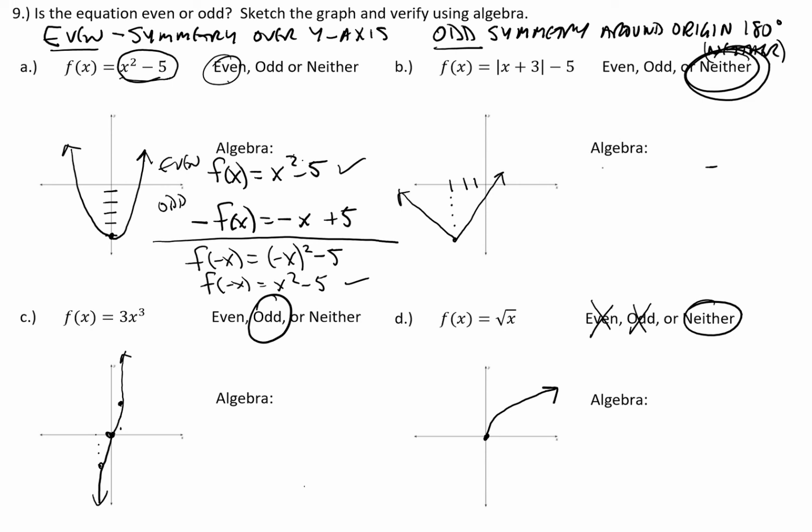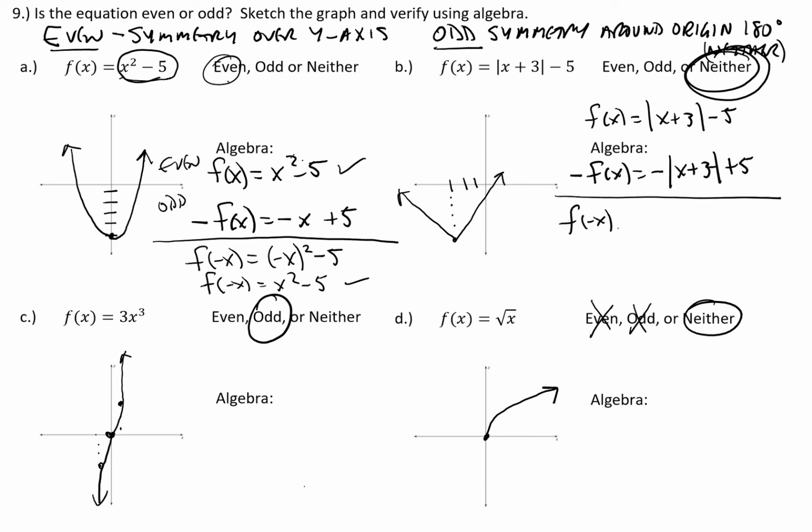All right, likewise, to be even, it would have to be f of x equals the absolute value of x plus 3, absolute value minus 5. To be considered odd, it would have to be minus f of x, which would be what? Minus the absolute value of x plus 3, and then plus 5, because that would be the opposite of what this is. So now we plug in negative x to see what we get.